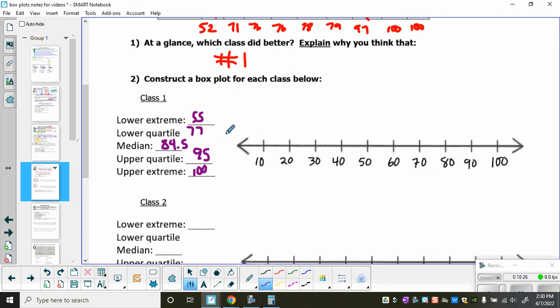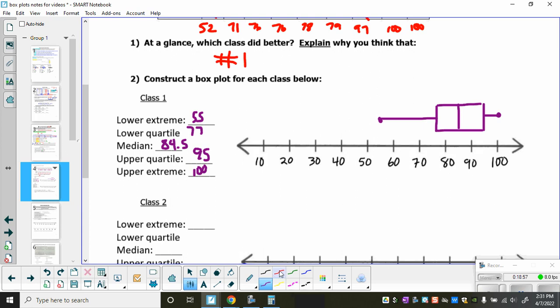All right, so let's make this box and whisker plot real quick. The smallest number is a 55, so we'll plot a point here. The biggest number was 100. 84 and a half is going to be somewhere around here. 95 is right here, and 77 would be about here. All right, so there's the box that represents 50% of the data. And then here's 25% and another 25%. So there's the box plot for the first class.